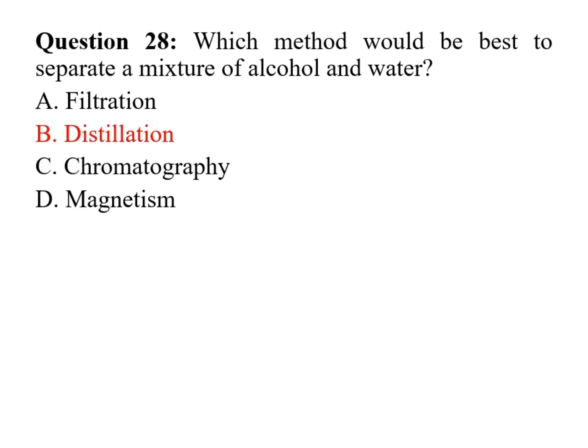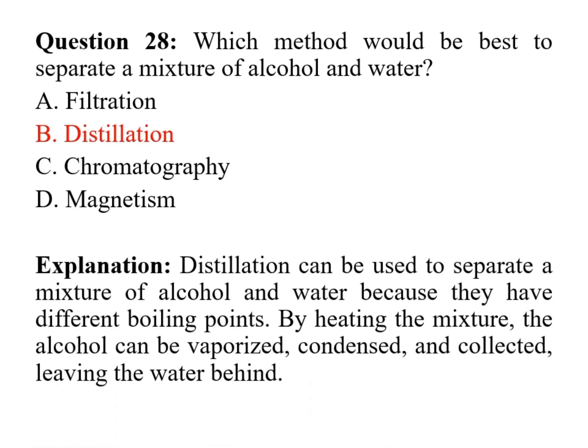The answer will be distillation. Distillation can be used to separate a mixture of alcohol and water because they have different boiling points. By heating the mixture, the alcohol can be vaporized, condensed, and collected, leaving the water behind.